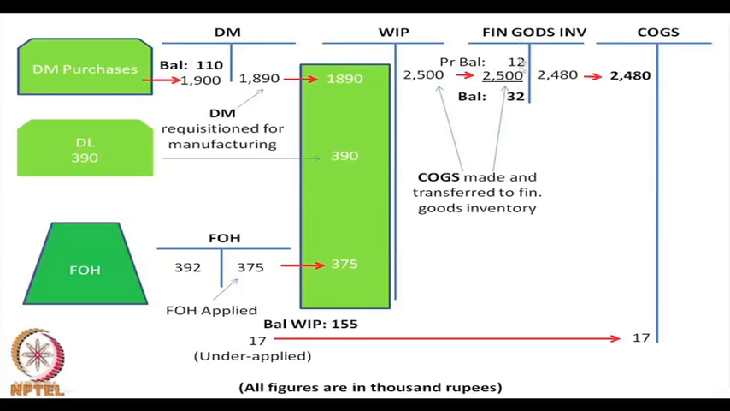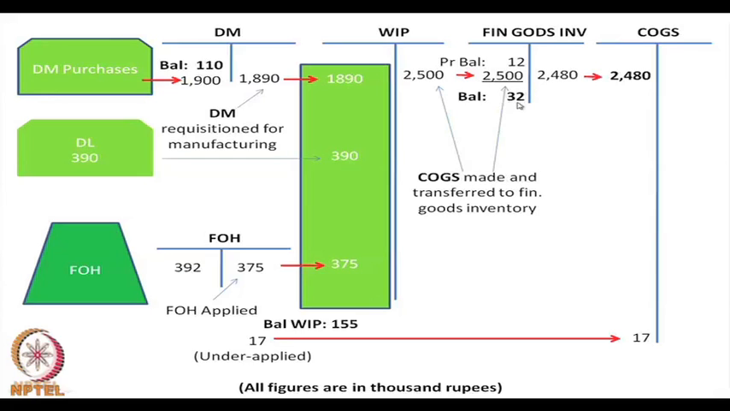Now, from finished goods inventory, some sale has taken place. So, the cost of goods sold commensurate with the sale is 2,480. So, that is the credit, by that amount finished goods inventory reduces. The previous balance of finished goods inventory was 12, 2,500 was added, 2,480 was sold away. Therefore, the balance finished goods inventory position is 32, this plus this minus 2,480.